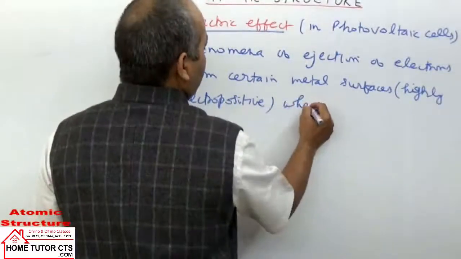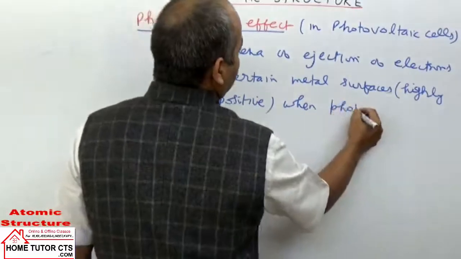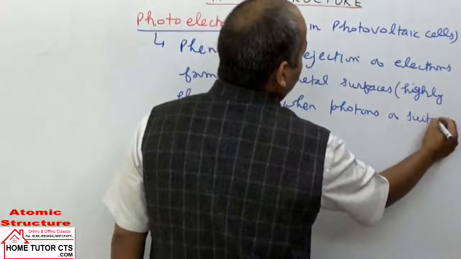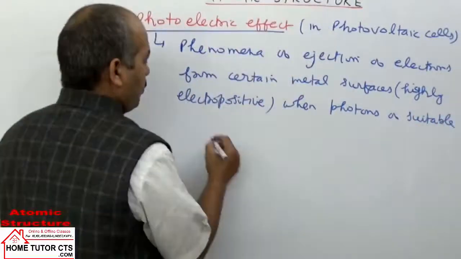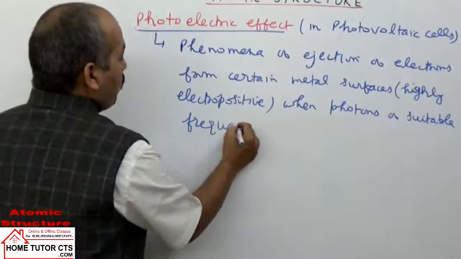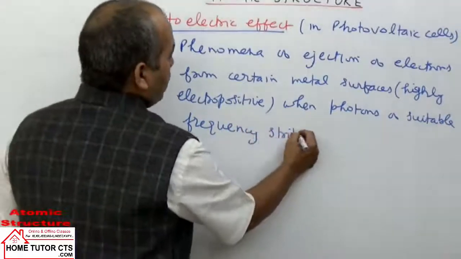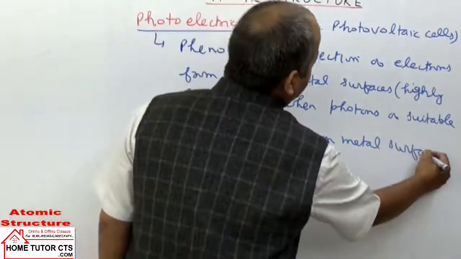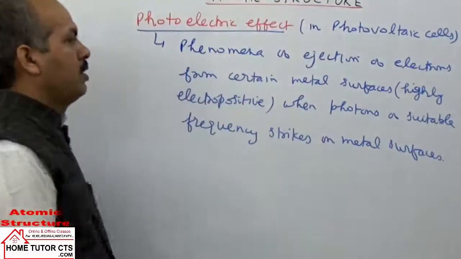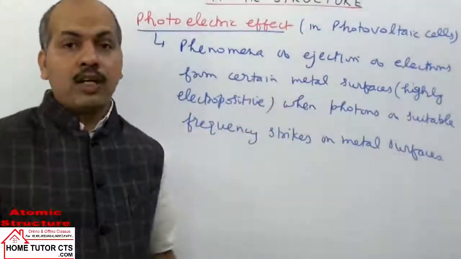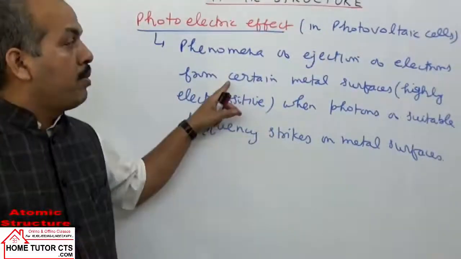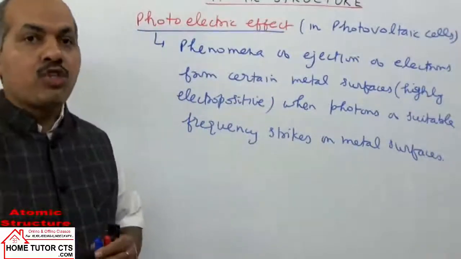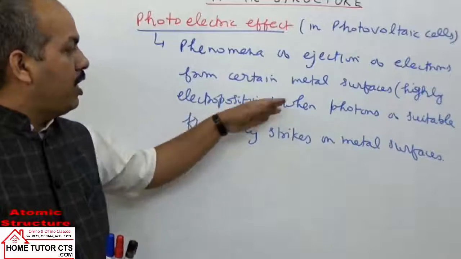When photons of suitable frequency strike metal surfaces. It is a phenomenon of ejection of electrons from certain metal surfaces. Which metal surfaces are taken here? Highly electropositive metals, because they can give up electrons easily.